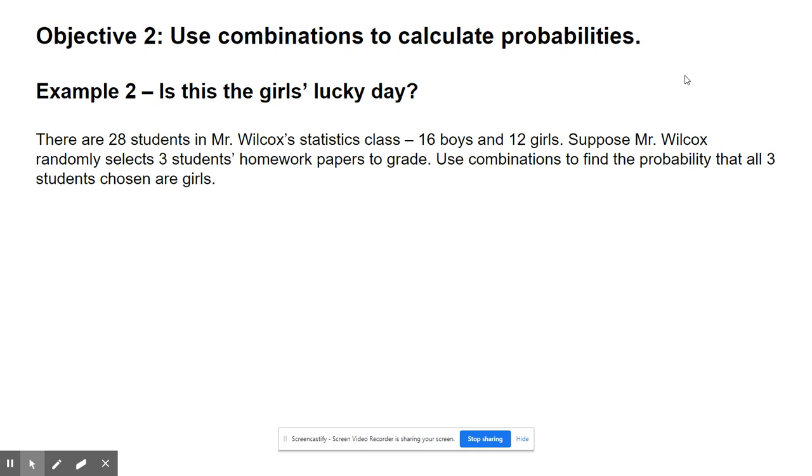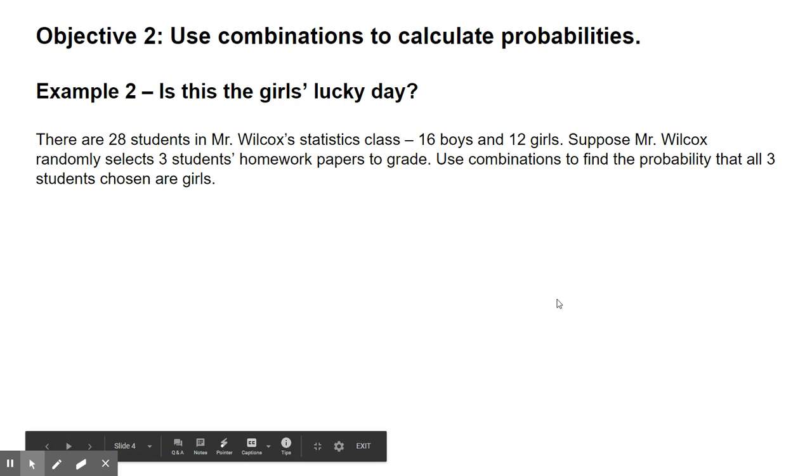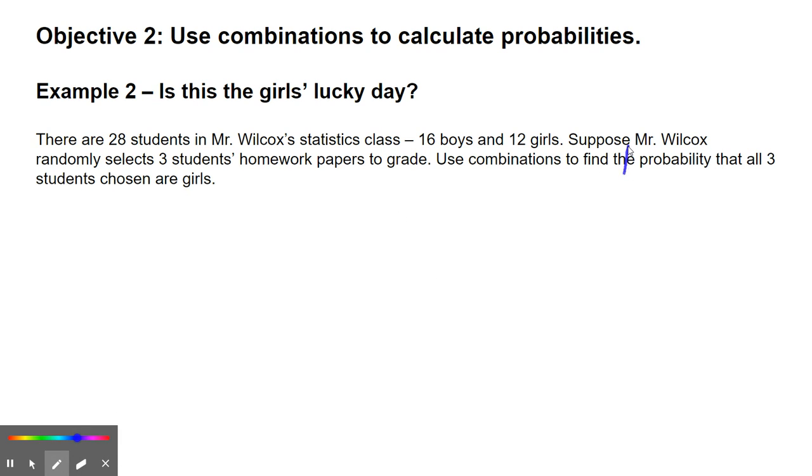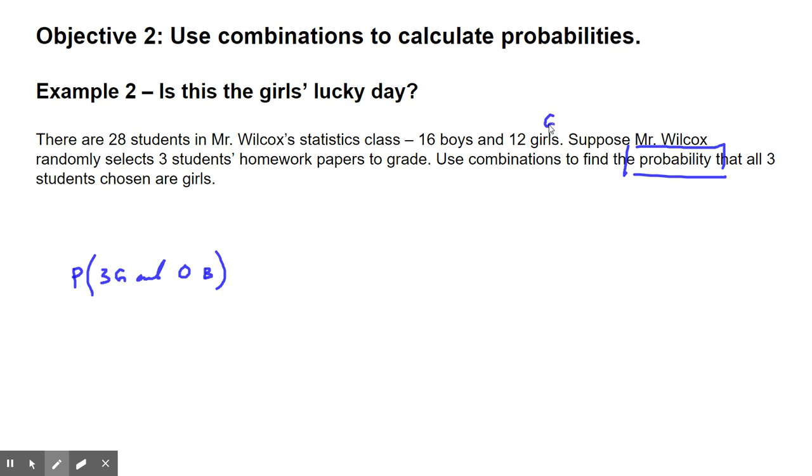So, when you're doing these probability problems, the reason we're able to find a probability now is that we're going to divide by the total. So if I'm looking for the probability of 3 girls, right? If I'm choosing 3 students and there are 3 girls, then that means there are 0 boys. So 3 girls and 0 boys. So G is for girls, B is for boys.